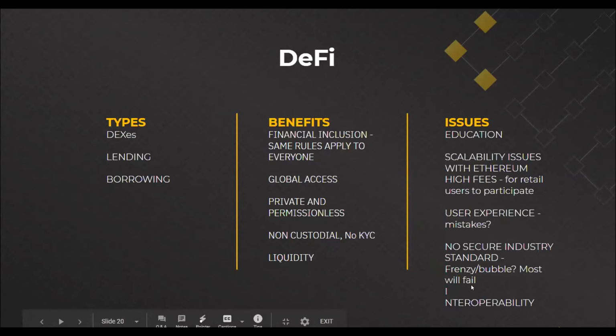And then another thing is it's not yet interoperable. DeFi solutions on Ethereum cannot be accessed by DeFi solutions on Binance Smart Chain yet. So it's not yet interoperable.